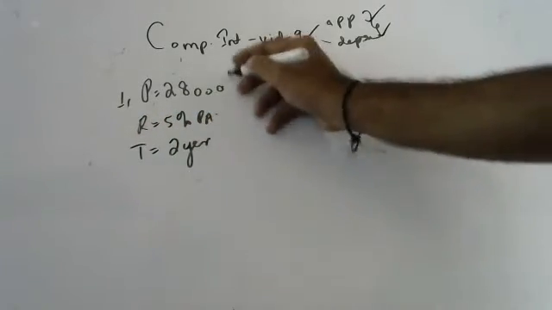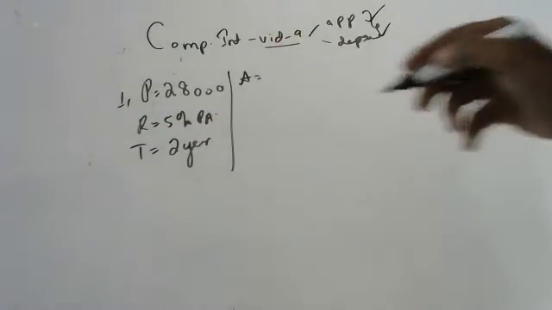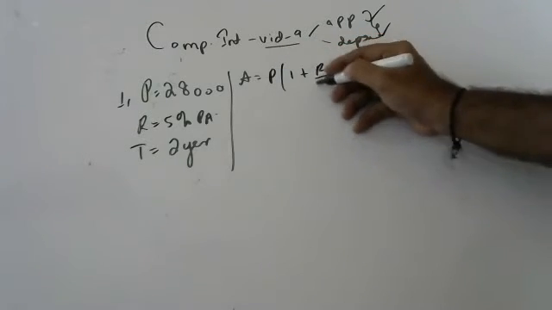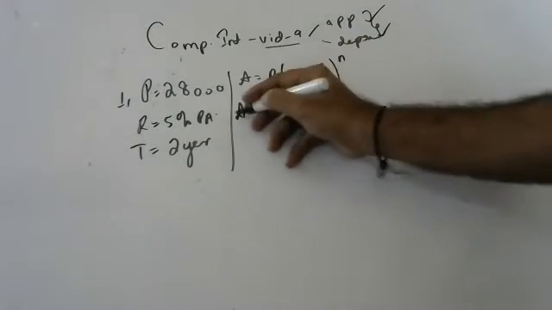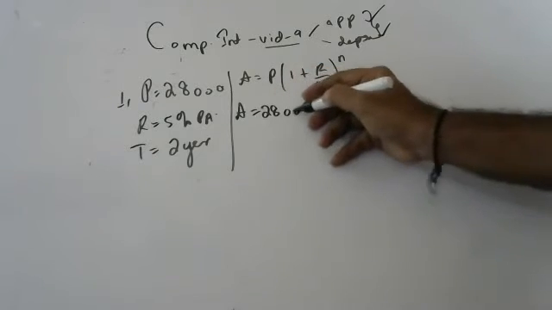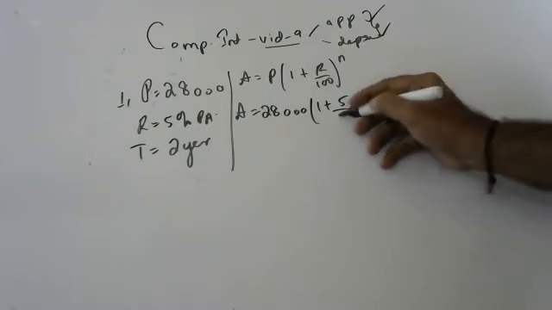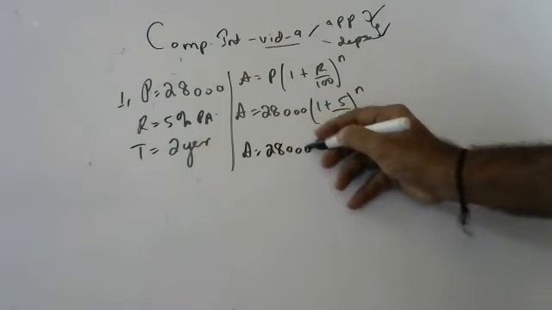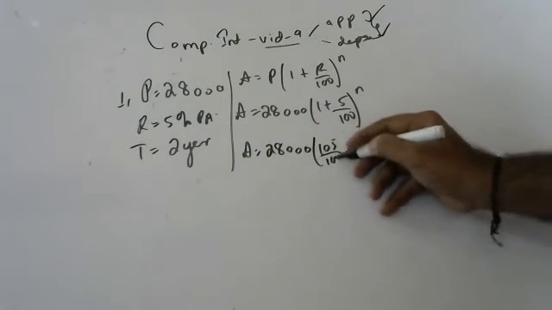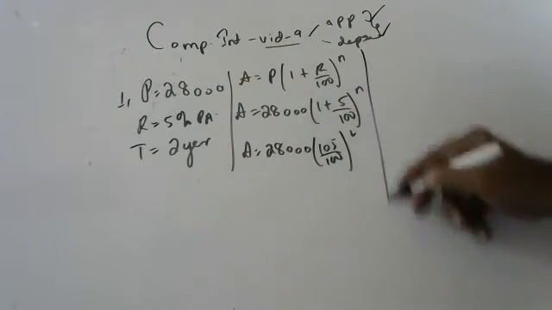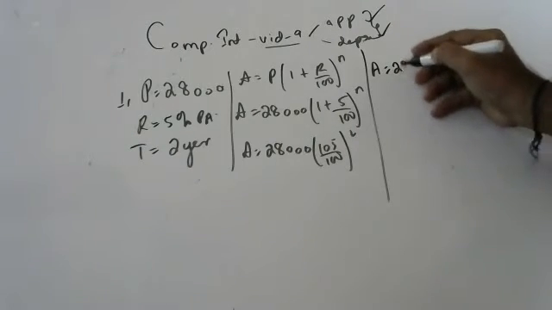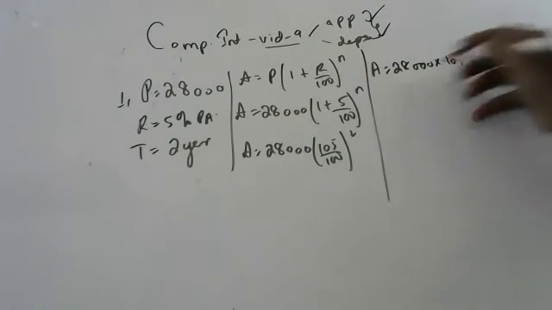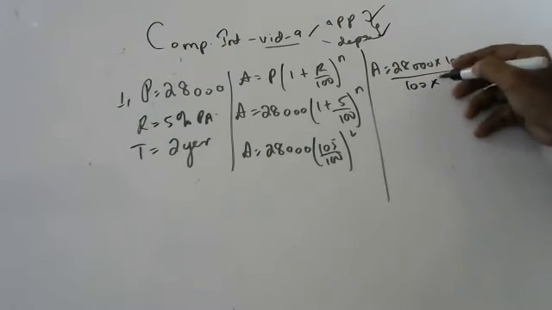Simple, children. Come on, Pravalika. Vedant, are you there? Yes, sir. Amount is equal to P into 1 plus R by 100 to the power n. Amount is equal to 28,000 into 1 plus 5 by 100 to the power 2. Amount is equal to 28,000 into 105 by 100 squared. Sir, the answer is 30,870. Into 105 into 105 by 100 into 100, zeros cut.